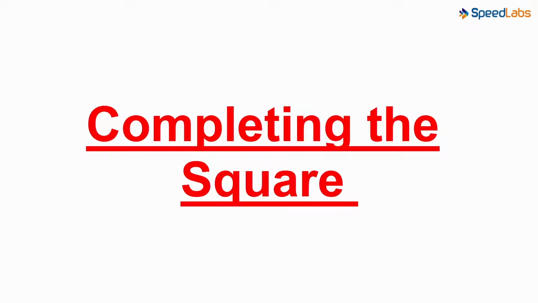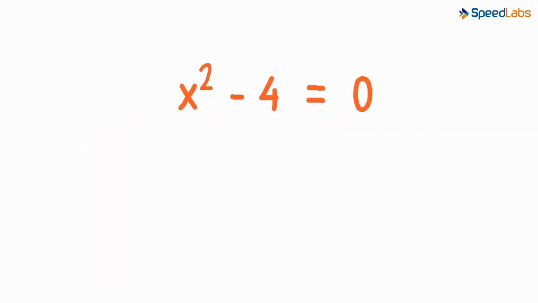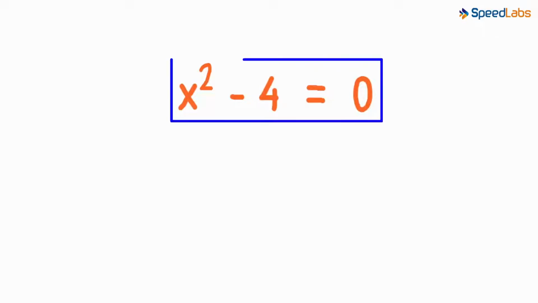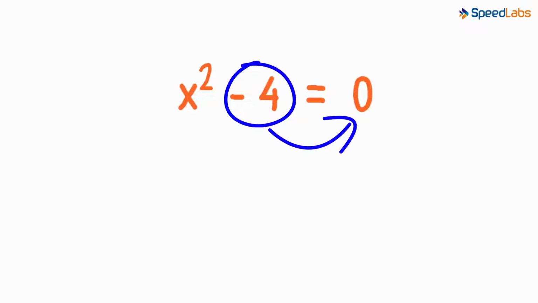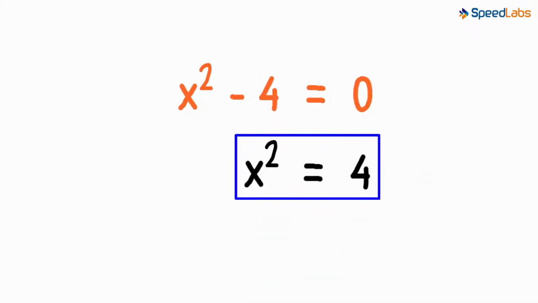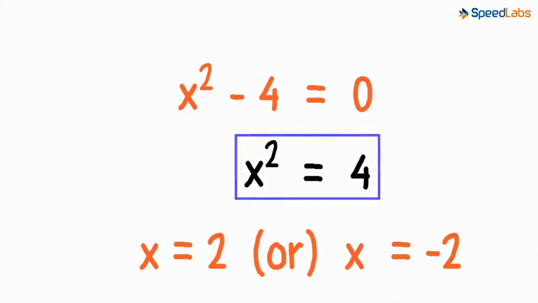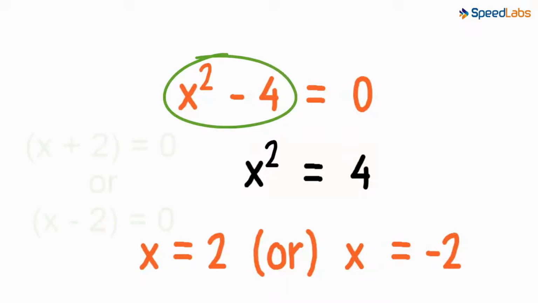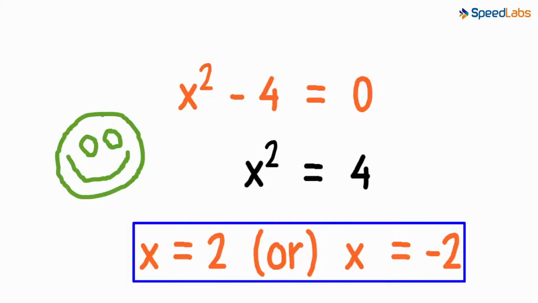Ignore the name for the moment. Take this quadratic equation for instance. Can you find the solution of this quadratic equation? Yes, we transpose this to the other side to get x squared equal to 4. And this clearly tells us that x can take two values, 2 or -2. So we didn't really need to factorize the polynomial on the left and then equate the factors to 0. Finding the roots was really easy.